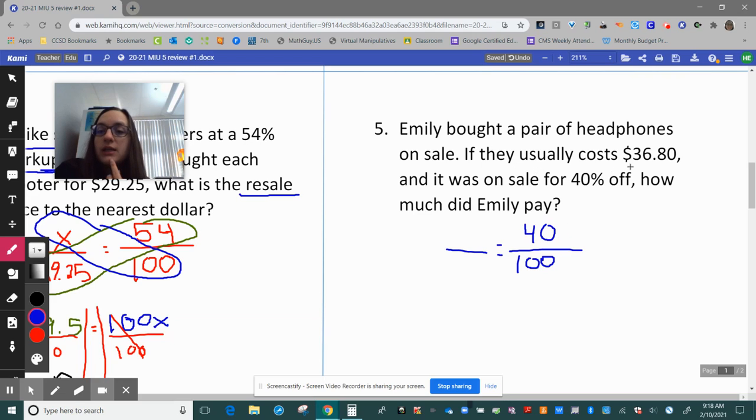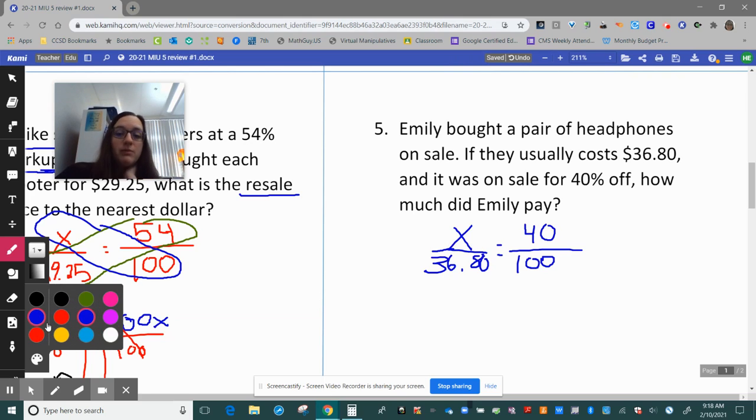They usually cost $36.80, and it was on sale. Oh, so that's our total, how much it cost. So we have our $36.80. And then we are going to find how much we're going to save. So that's that part there. What is 40% off of that? How much money are we saving from our purchase?